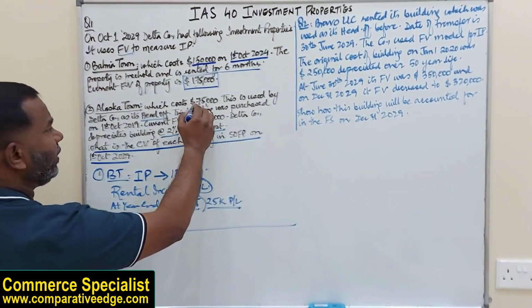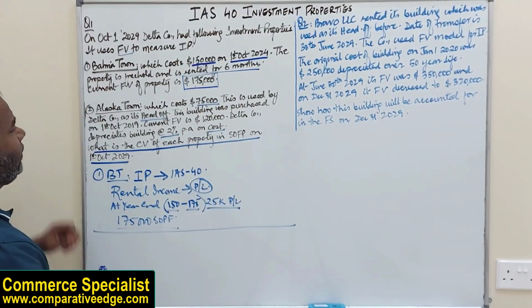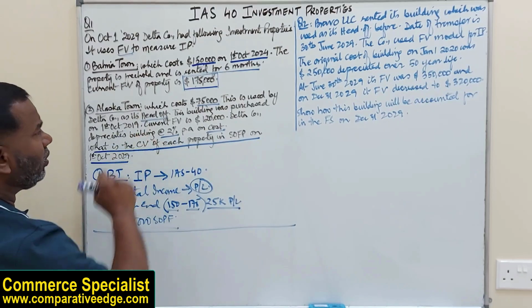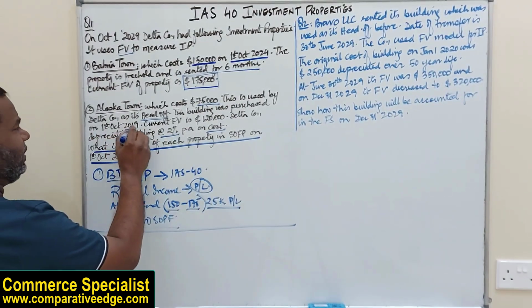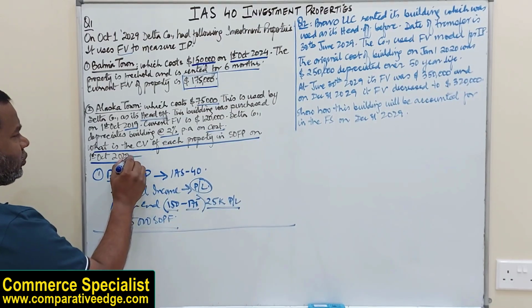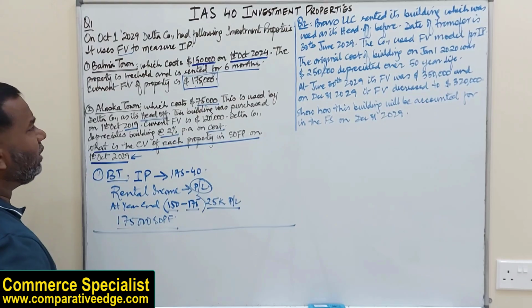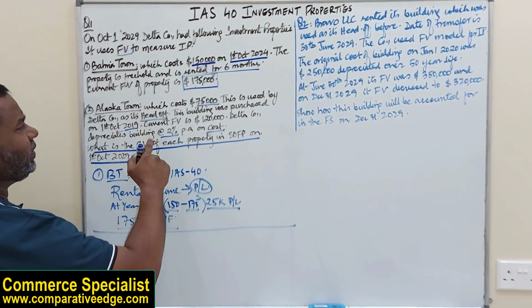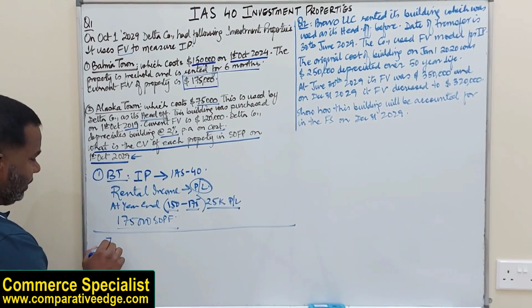The cost was 75,000. And this was used by the company as its head office. That means it's owner occupied. The building was purchased on 1st October 2019, and at the moment it is 2029. So it has been 10 years. If it is owner occupied, that would be treated as per IAS 16. That means we have to calculate depreciation on it.